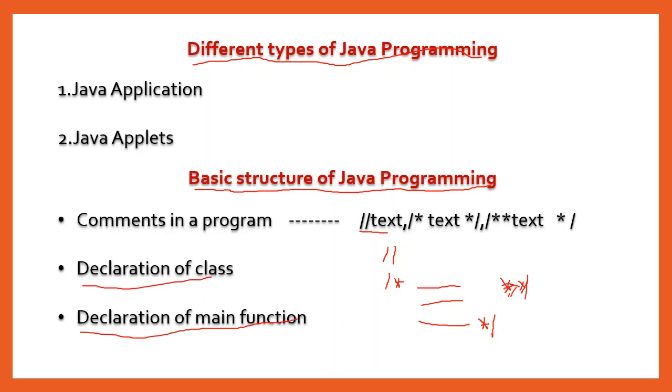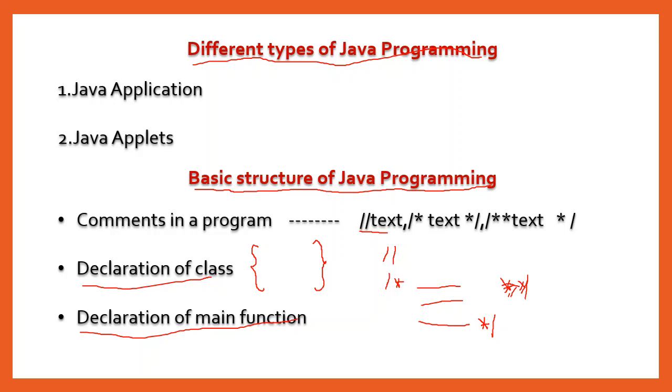After declaring the class, you have to include the curly brace. And if you open a curly brace, then the corresponding closing curly brace also should be there. See, this is an opening curly brace. And if you open a curly brace, then the corresponding closing curly brace also should be there. Then after declaring the class, you have to include this curly brace. Then followed by the main function. You have to write the main function.